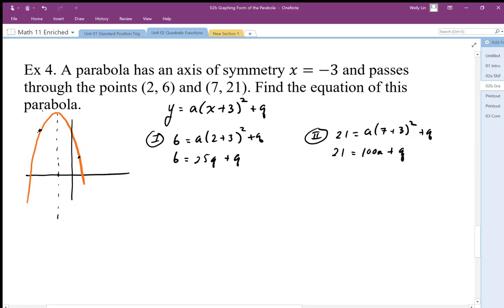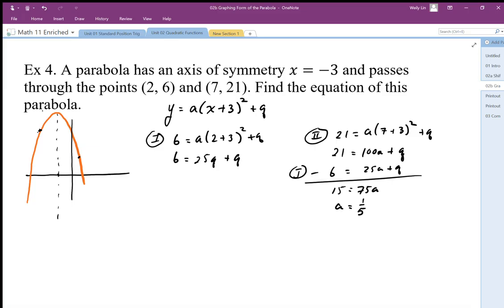The nice thing is I have my 2 variables, I have my 2 equations, and the q's match up. So I'm just going to take equation 1 and subtract it from equation 2. I'm going to subtract equation 1 from equation 2, and that's going to give me 15 is equal to 75a. The q's cancel out. I am able to solve for a. a is equal to 1/5.